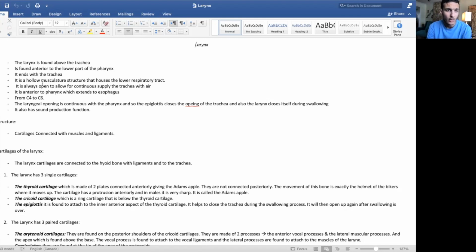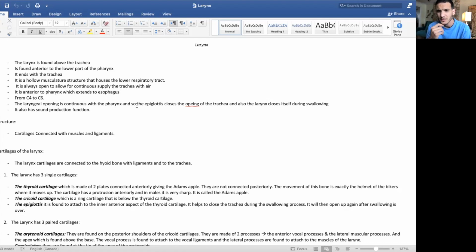Of course, the larynx is the hollow musculocartilaginous structure that houses the lower respiratory tract. It is always open to allow for the continuous supply of air to the trachea. It is anterior to the pharynx, which extends to the esophagus. So remember, the pharynx extends to the esophagus, the larynx extends to the trachea. The larynx is situated between the C4 and C6 cervical vertebral levels. The laryngeal opening is continuous with the pharynx, and the epiglottis closes the opening of the trachea, and also the larynx closes itself during swallowing.